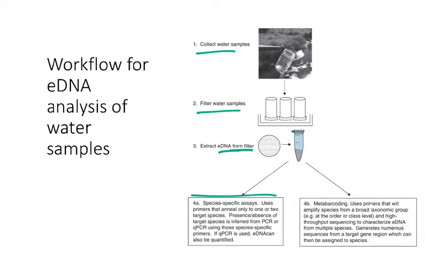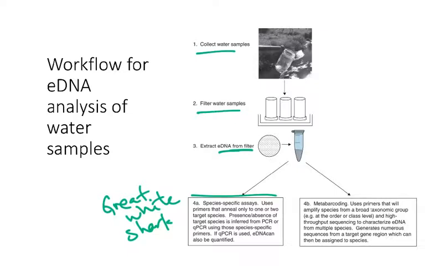On the left here, we can do what's called a species-specific assay. So this is the route we would take if we were interested in whether one particular species was there. So that example I talked about earlier with the great white shark. In that example, that was the main thing that researchers were interested in, is whether or not that particular species was there. So in that case, they would want to use a species-specific assay, and the way that they accomplish that is by using PCR primers that only anneal to that one target species.